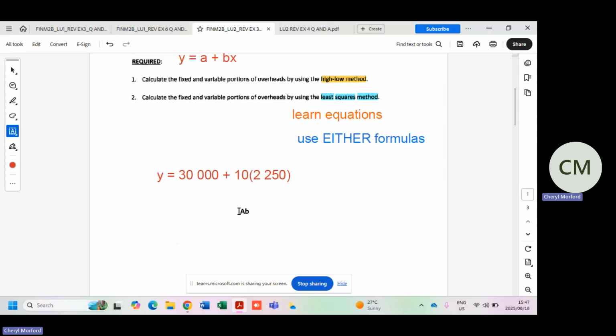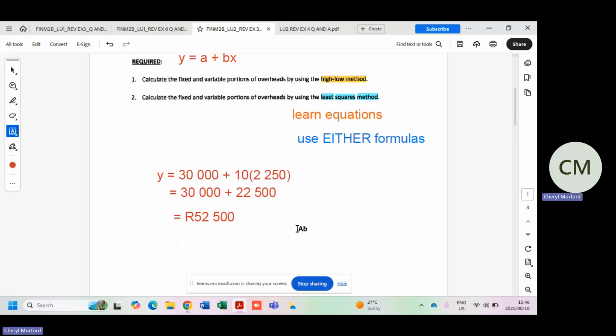So what would that be? That would then give us Y is equal to the 30,000. And we're going to go and add a further amount of 22,500. And that then will give us a total of 30 plus 22.5 is 52,500 Rand.